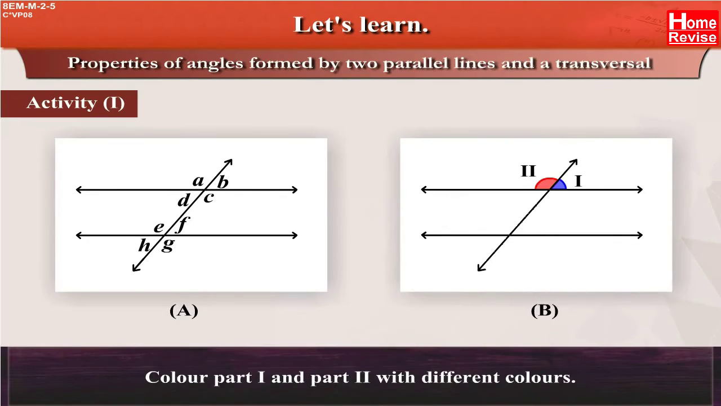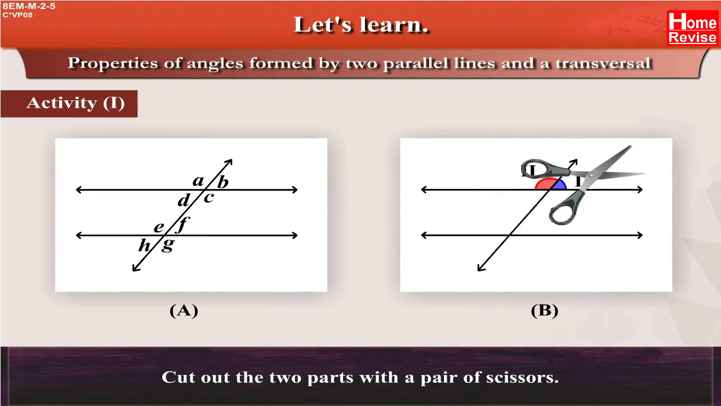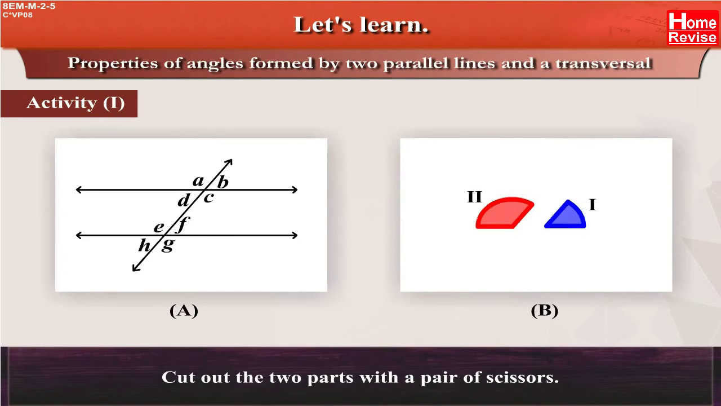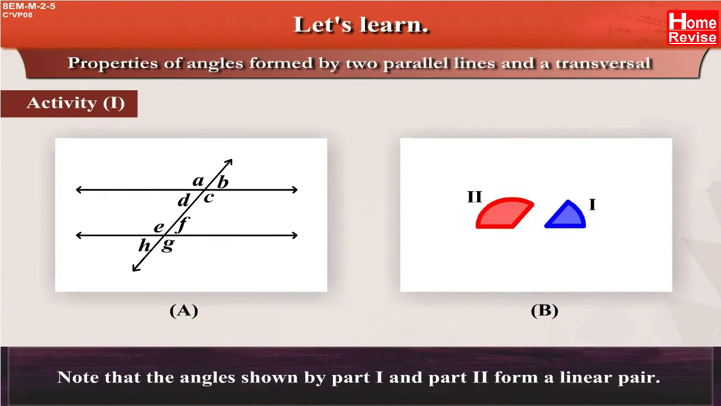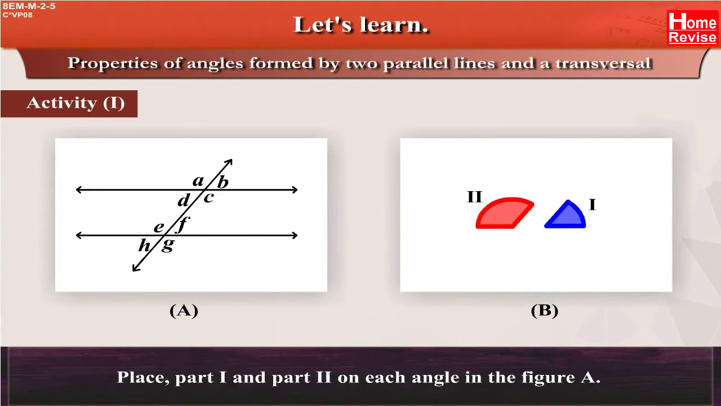Color part 1 and part 2 with different colors. Cut out the two parts with a pair of scissors. Note that the angles shown by part 1 and part 2 form a linear pair. Place part 1 and part 2 on each angle in the figure A.